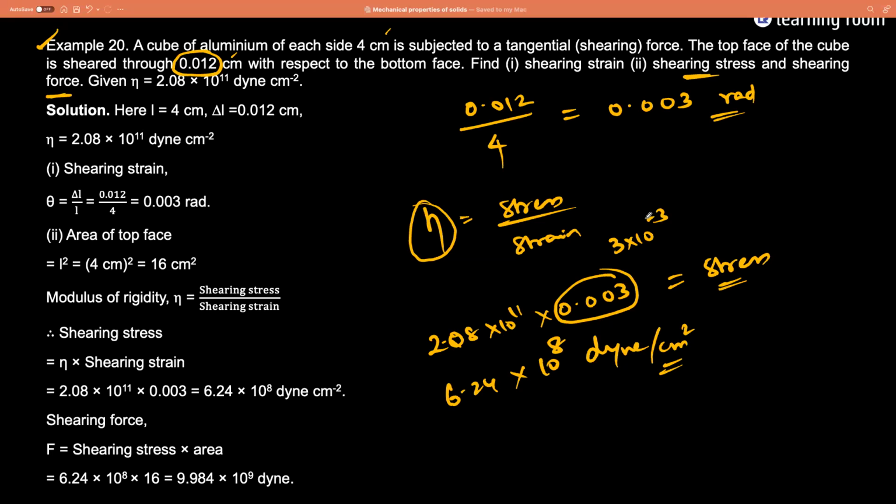Next is find the shearing force. How to calculate it? F by A is equal to 6.24 into 10 power 8. If they give us the area, we can still find it because it's a cube. The force is applied on the top surface of the cube, and the top surface area is going to be 4 square, since it's a square. So F will be equal to 6.24 into 10 power 8 into 4 square, which is 16. So multiply everything, that will be the answer.